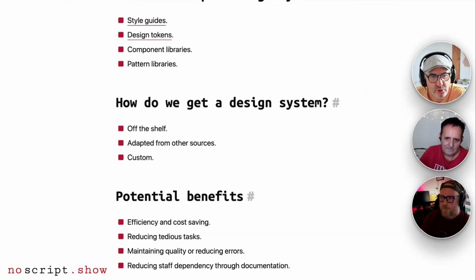So are you a bit more, so there's 3 bullet points there. Again, this is for people listening to it. Off the shelf, adapted from other sources, and custom. David, is your plan to do a bit of 2 in the hope of getting to 3? So you're adapting from other sources, but doing it in a custom way.